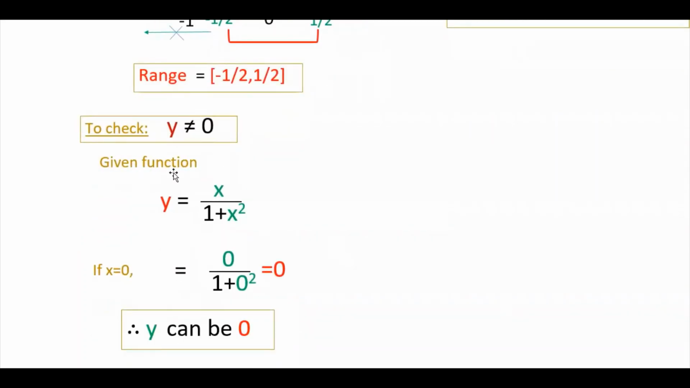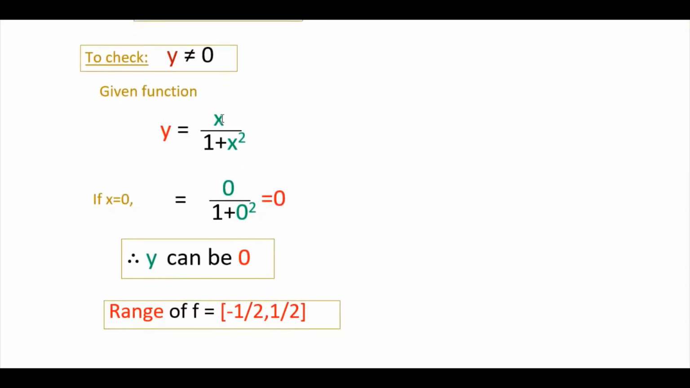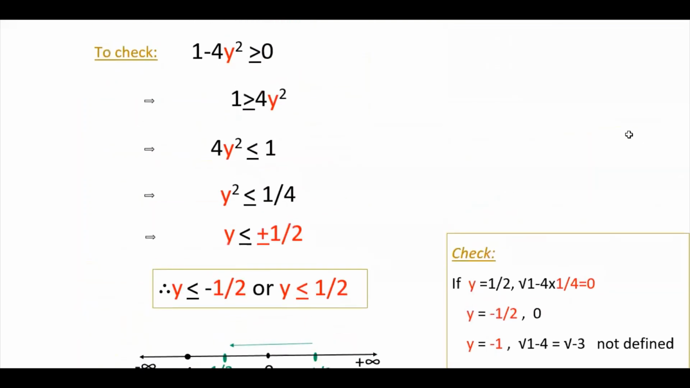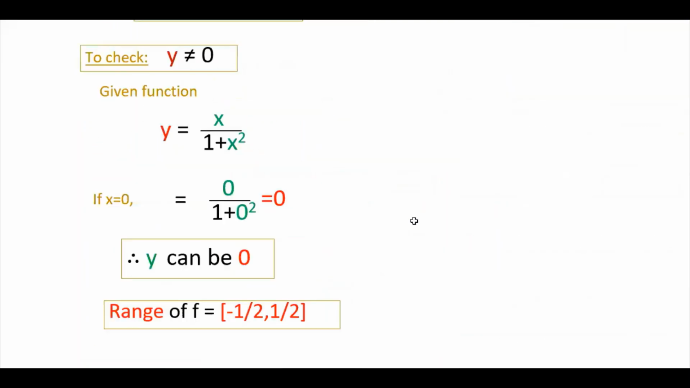So for that, you have to take that function first. See the function. This is the given function, y is equal to x by 1 plus x square. So here you have to check whether y can be 0 or not. Yes, because if you apply x as 0, then you will get 0 by 1, that is 0. So y can be 0. But here, y is not equal to 0 is not correct in this case. So y can be 0 in the solutions. So the range of this function is minus 1 by 2 to 1 by 2.